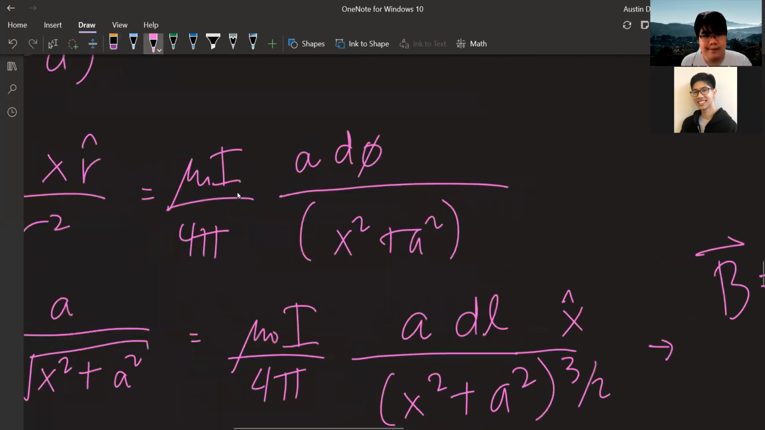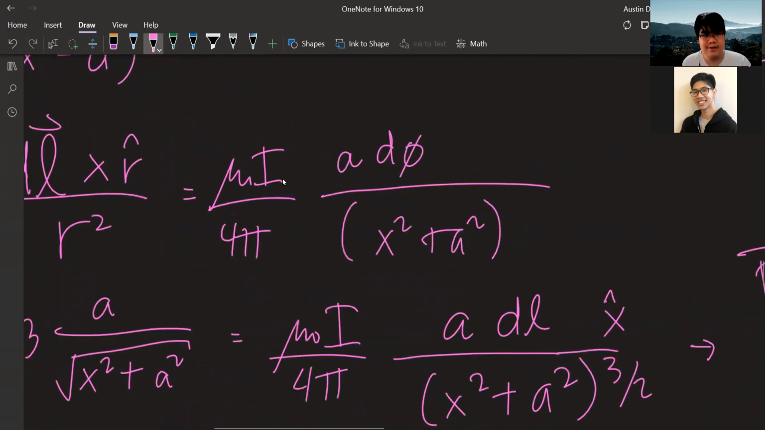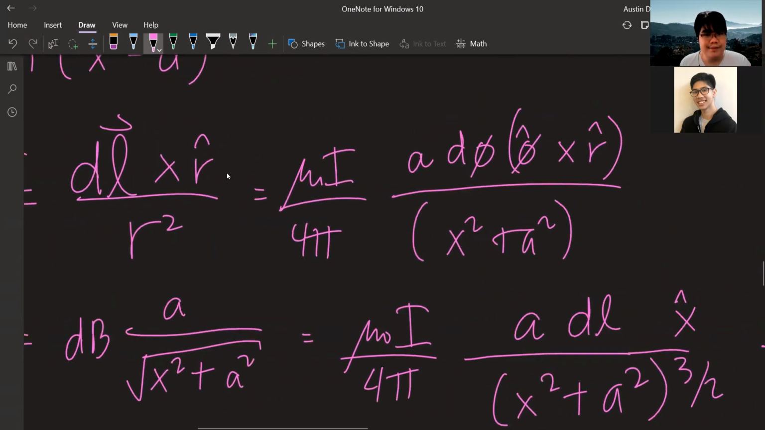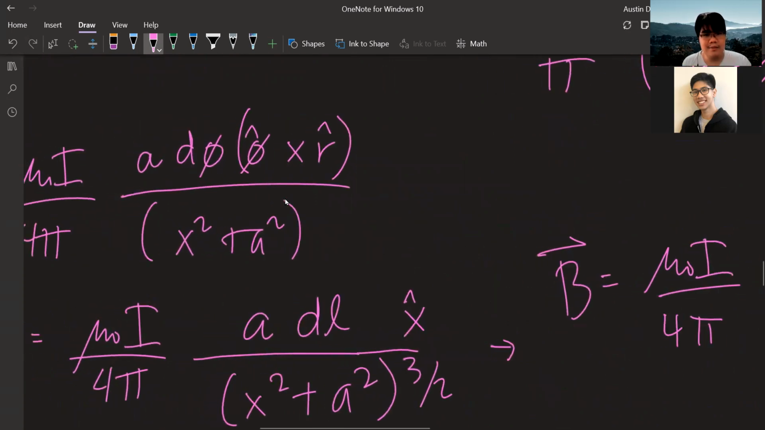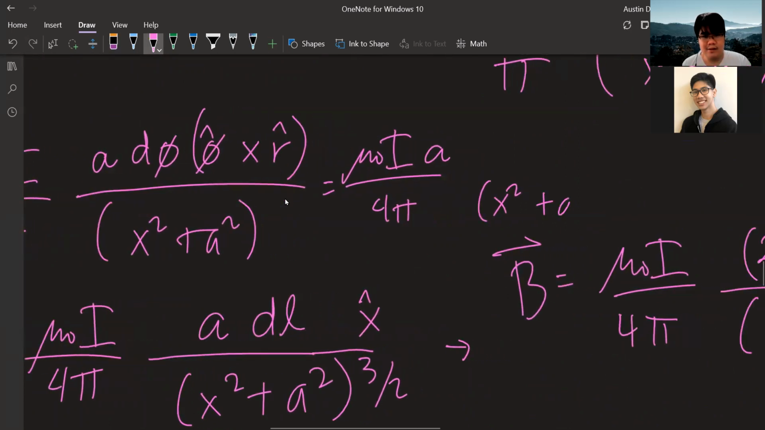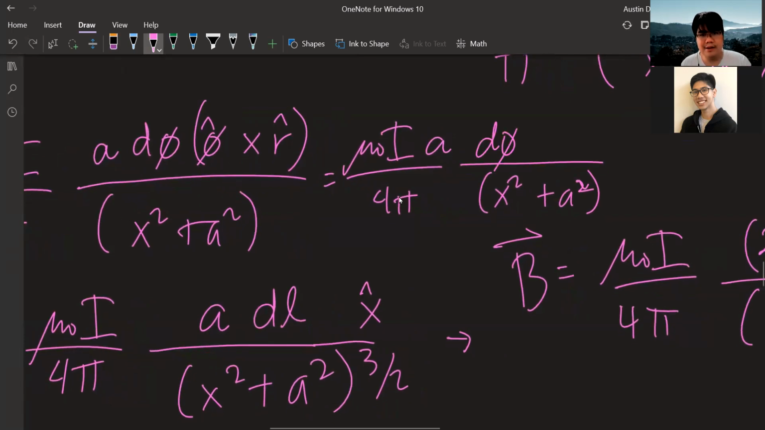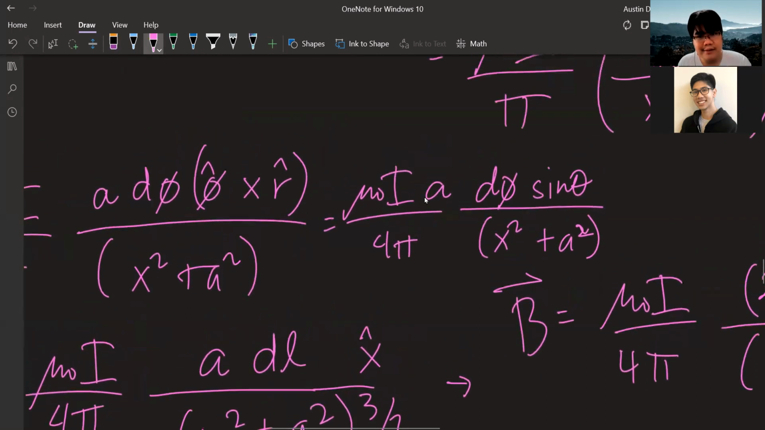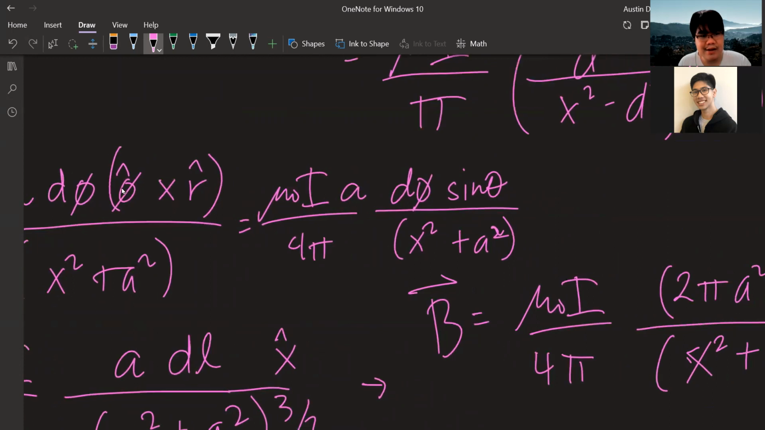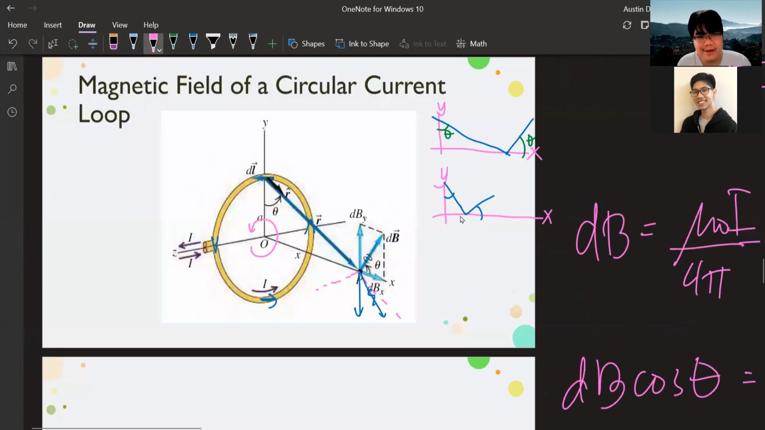So phi. Tapos dL. So this is phi hat cross r hat. And then this becomes mu naught I a d phi. Tapos may sine theta ka, kasi dahil dito sa cross product nila. But the cross product isn't very straightforward to you guys. Kaya hindi natin dinaanan yung part na yun. Okay? So hindi siya very straightforward sa inyo.